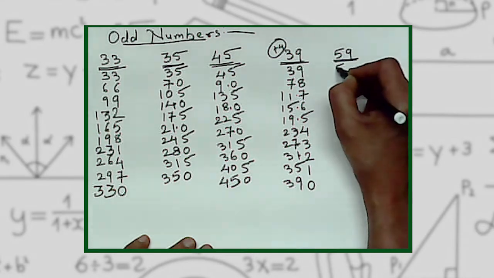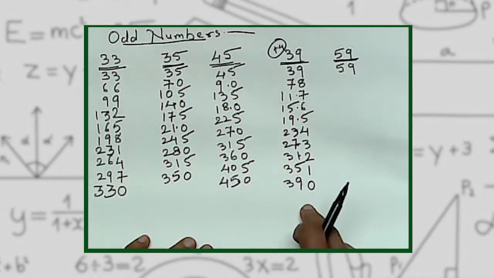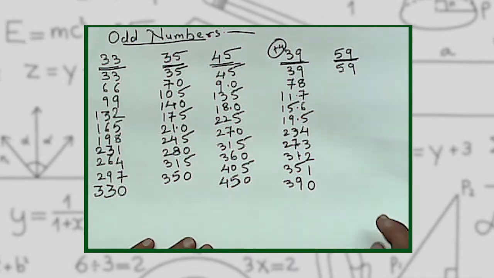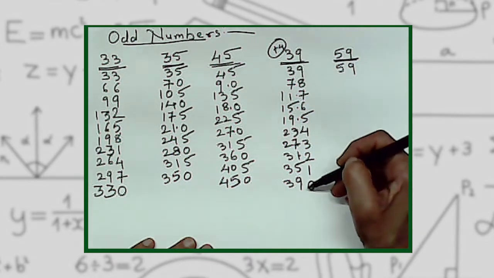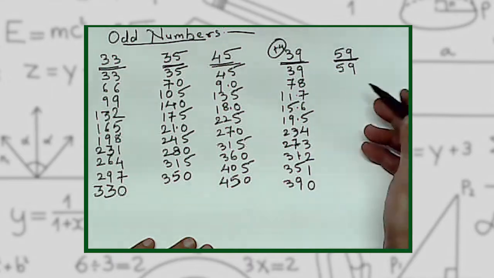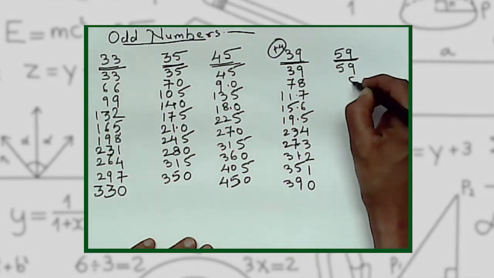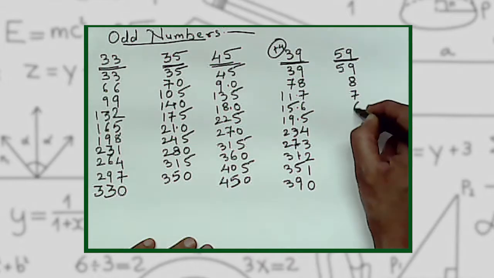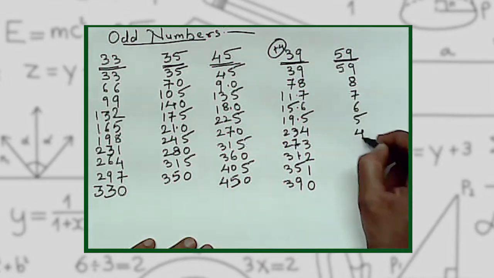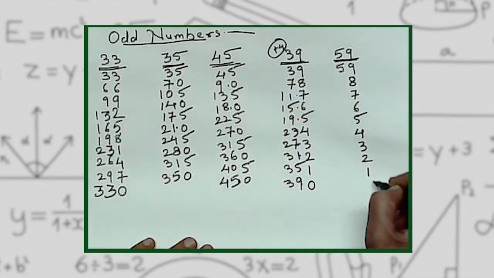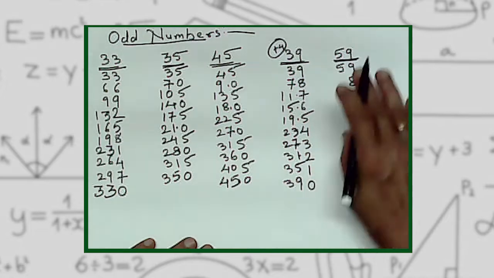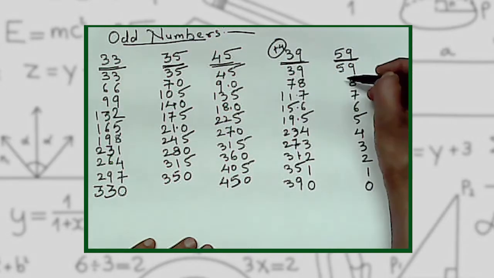59. I think I have explained what to do while solving table of 39. We will follow directly here the method. Write all the numbers in descending order. 3, 2, 1 and 0. We have finished our right hand side.